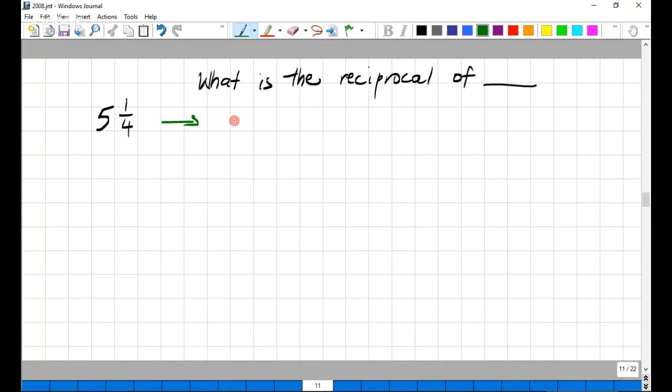21 over 4. So what will be the reciprocal of 21 over 4? 4 over 21. So the reciprocal is 4 over 21. Right?